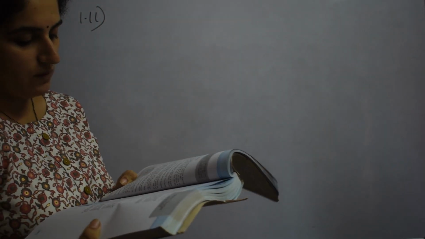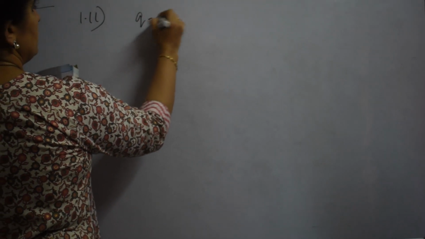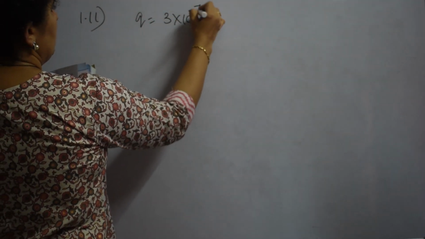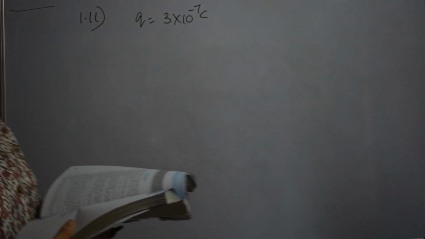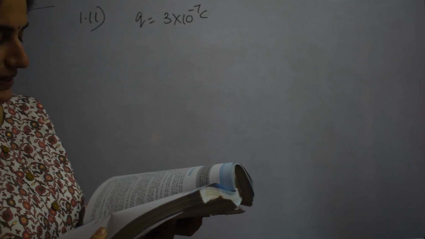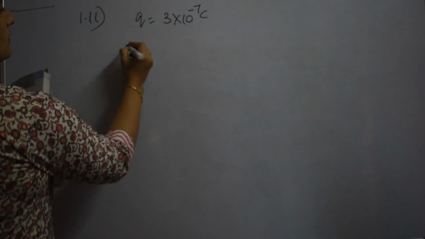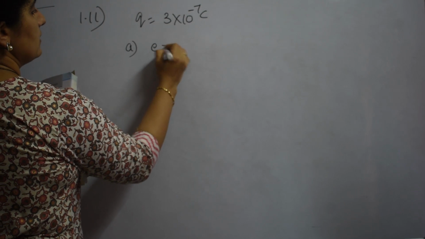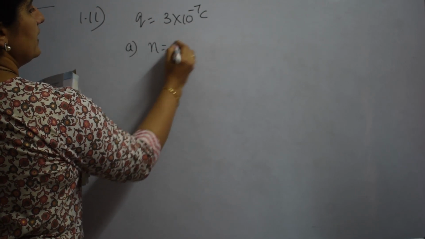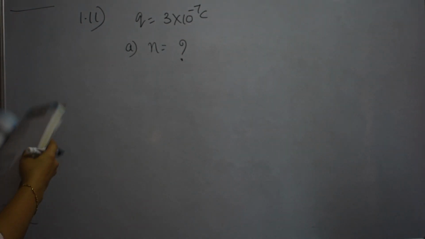A polythene piece rubbed with wool is found to have a negative charge of 3 into 10 to the power minus 7 coulomb. Estimate the number of electrons transferred. So first, you need to calculate the number of electrons transferred.